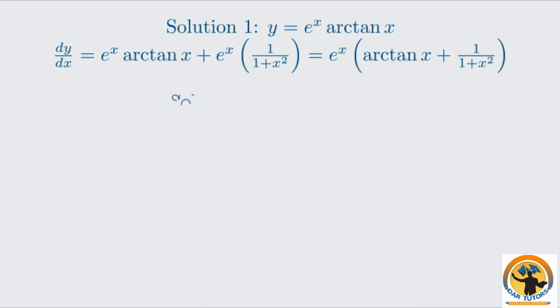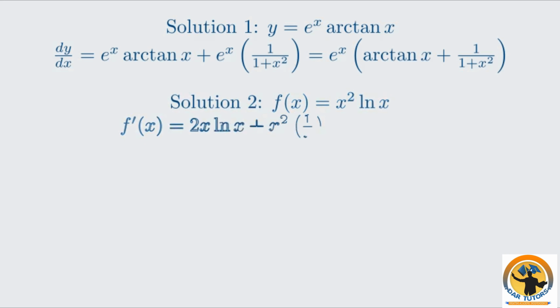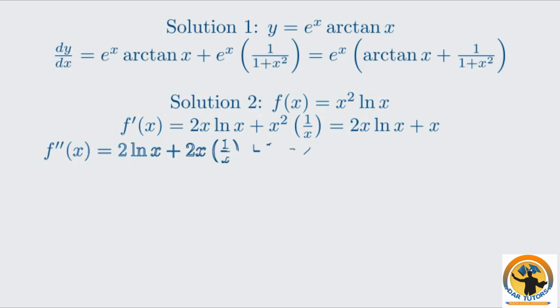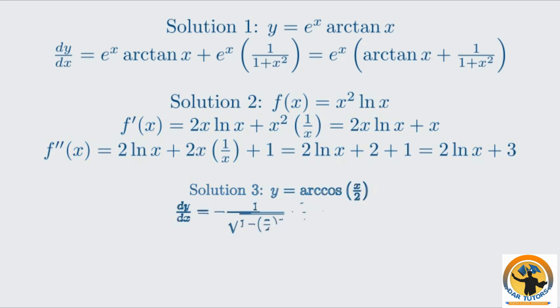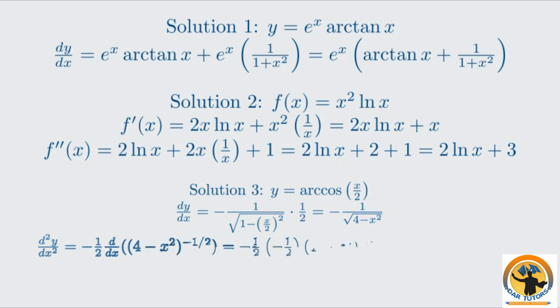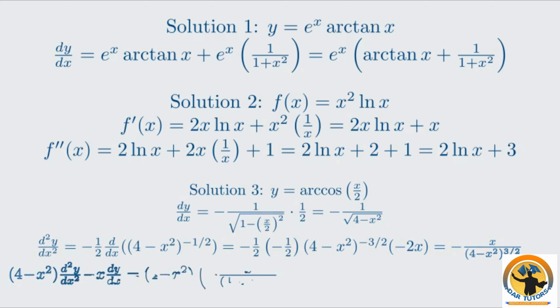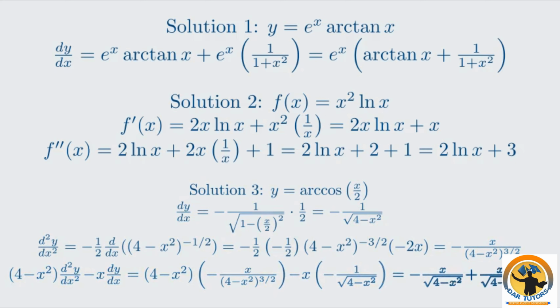For question 2, we find the first derivative using the product rule, which is 2x ln x plus x. Then we differentiate again, using the product rule on the first term, to get the second derivative, 2 ln x plus 3. For question 3, we find the first and second derivatives using the chain rule. Substituting them into the equation gives us 0 equals 0, thus proving the statement.